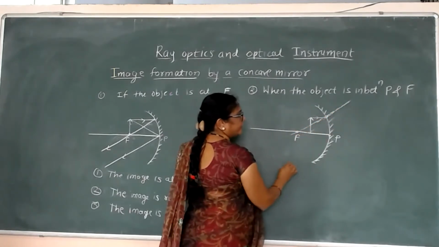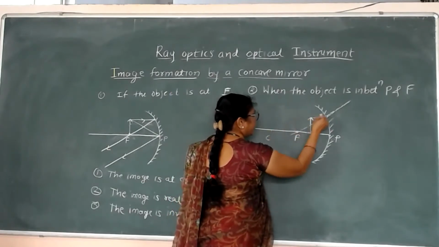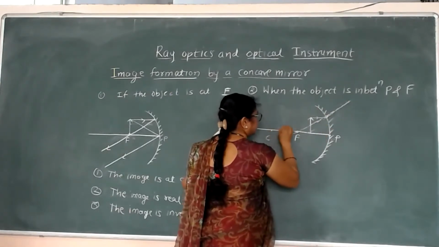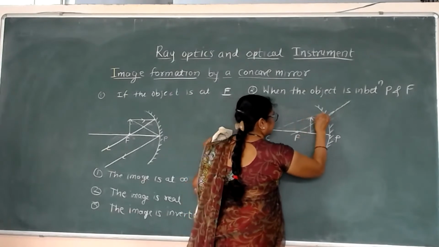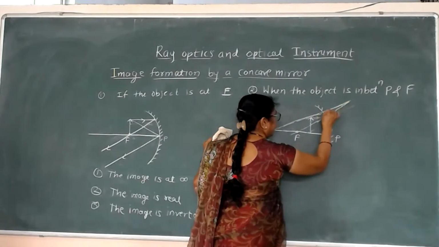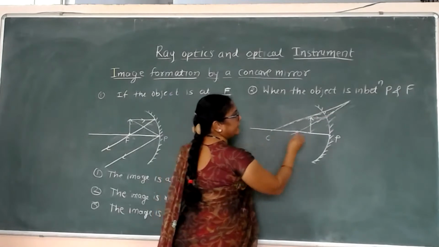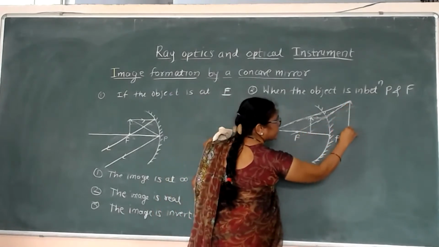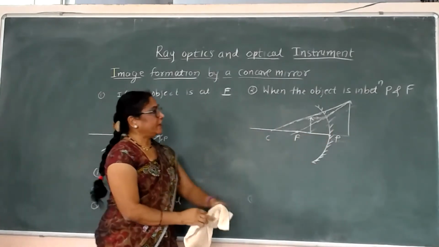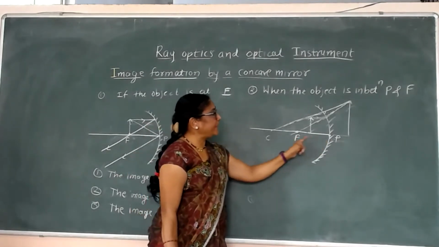This is the ray. If I take another ray, which is from the center of curvature, which is normal to this surface, another ray passing from the center of curvature. See here, both the rays meet, and there is the formation of an image. This is the image formed due to the concave mirror when the object is in between P and F.